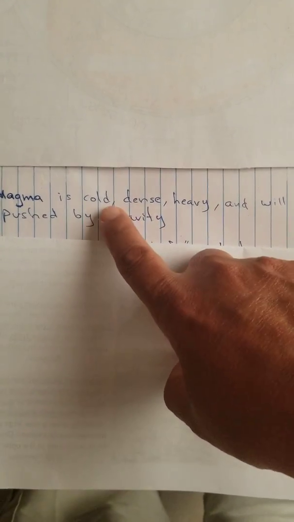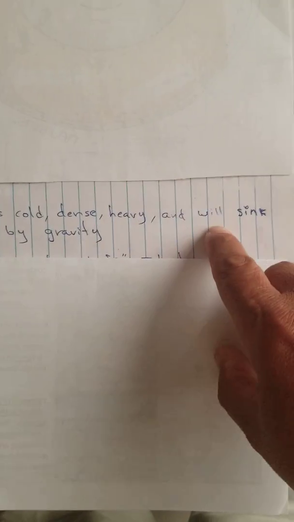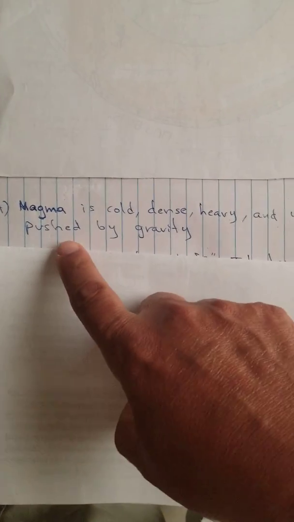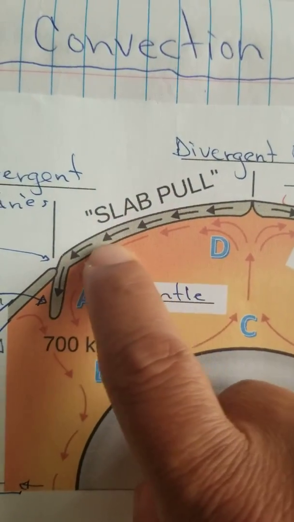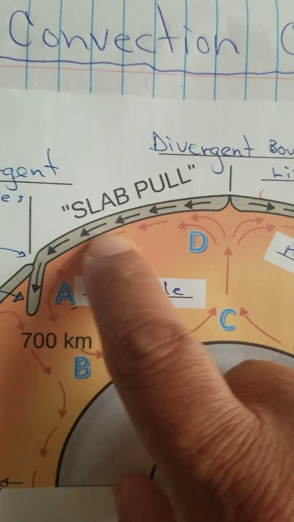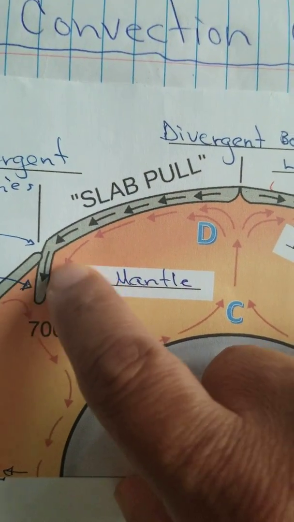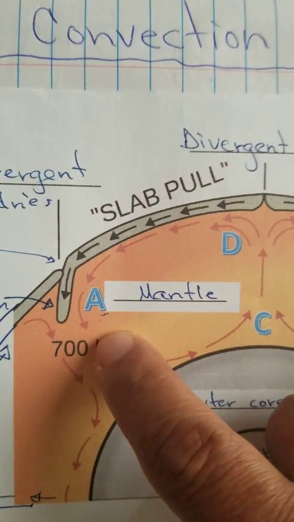As it cools down, it becomes denser, it becomes heavier, and of course, due to gravity, it's going to be sinking, right? Pushed by gravity. That is what's happening here at point A, because it already traveled all this area. Magma has traveled, it's taken millions of years to move from here to here. So now the magma here is cold, is dense, is heavy, so therefore gravity is going to push it down.